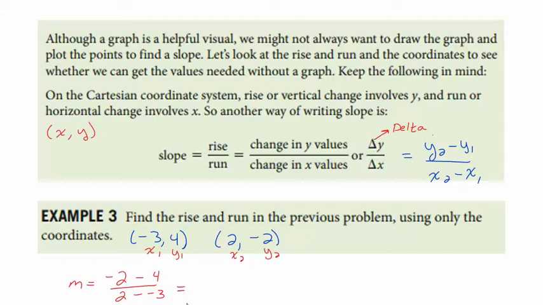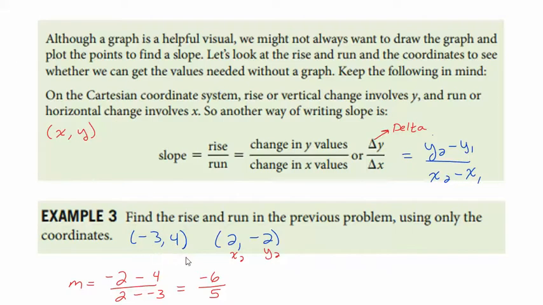Now we just do the arithmetic. Negative 2 take away 4 is negative 6. 2 take away negative 3 is the same as 2 plus 3, which is 5. And we got the answer we were expecting, negative 6/5. Now let's do it the other way.